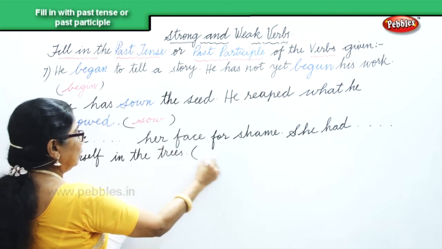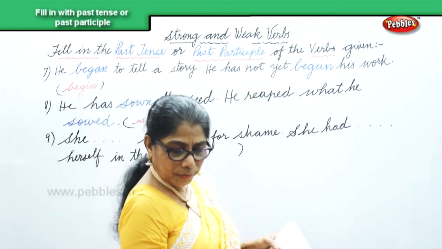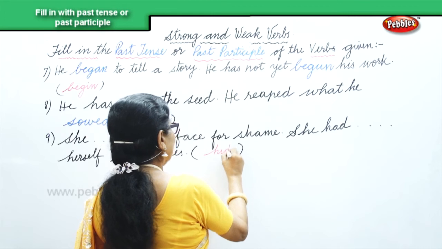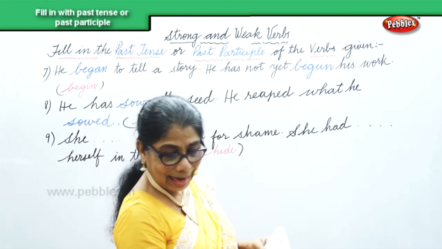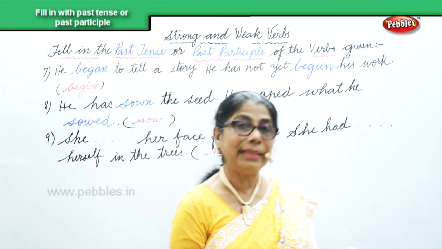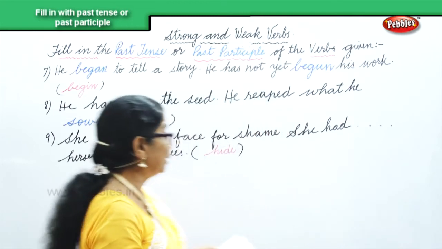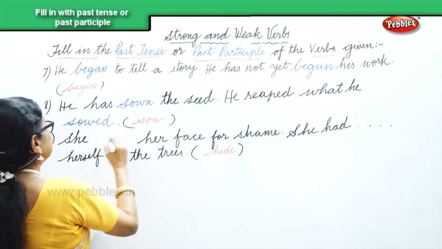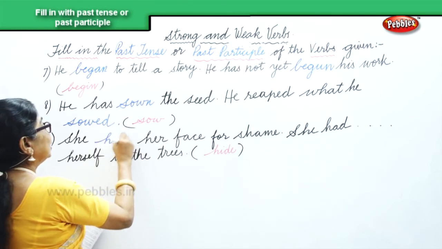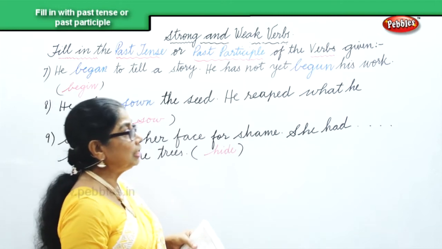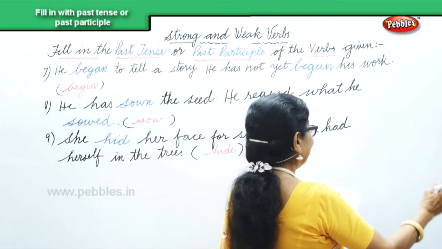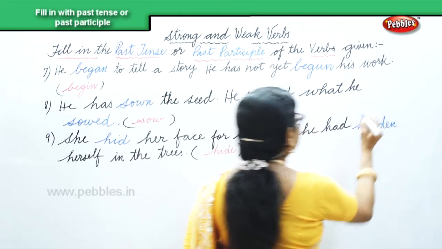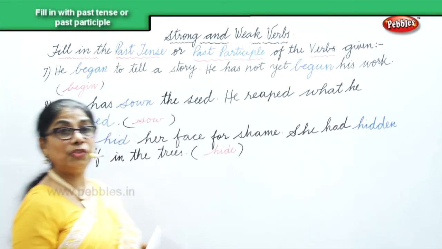And the verb here in the present tense, the verb given to us is hide. Hide, hid, hidden. Hide in the present tense, hid in the past, hidden in the past participle. So, she hid her face for shame, past tense. Past participle, she had hidden herself in the trees.